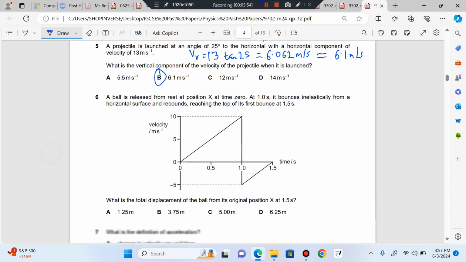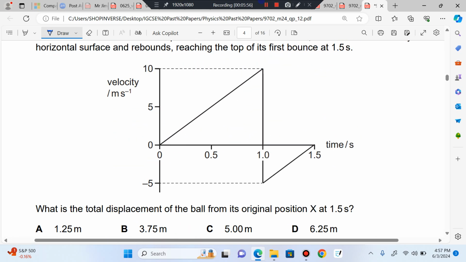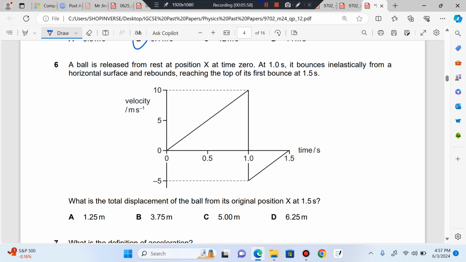Question number 6. A ball is released from rest at position X at time 0. At 1 second, it bounces inelastically from a horizontal surface and rebounds, reaching the top of its first bounce at 1.5 seconds. What is the total displacement of the ball from its original position X at 1.5 seconds?